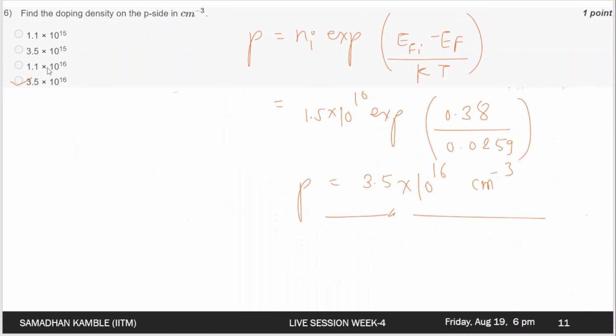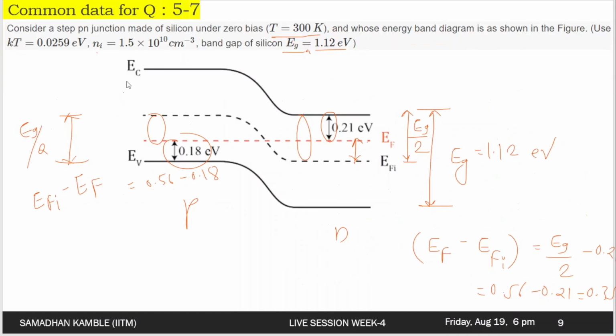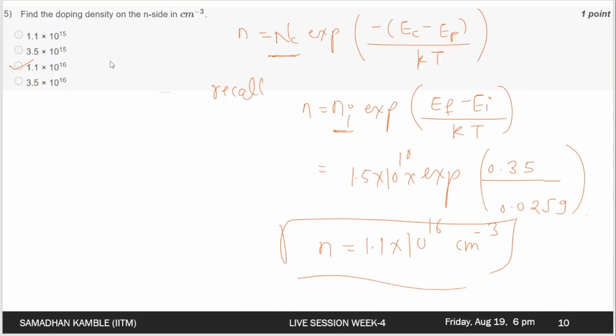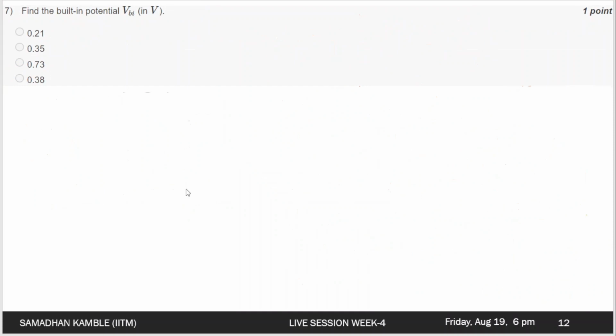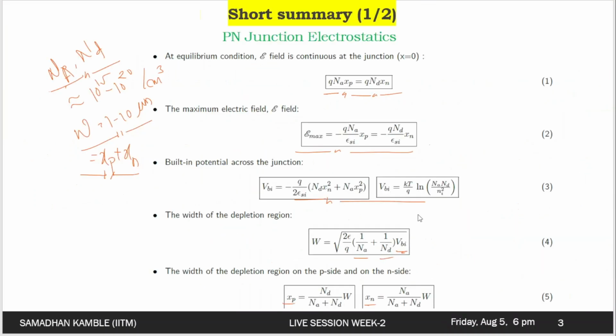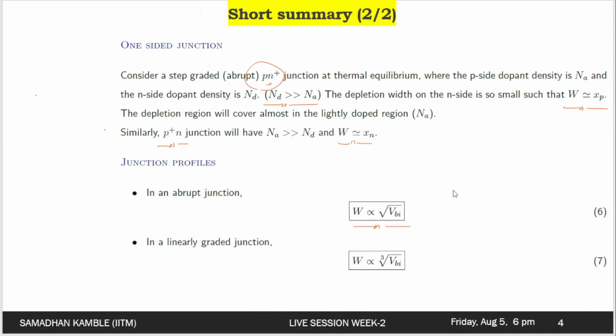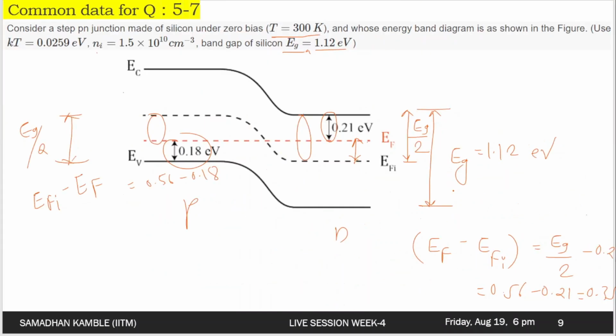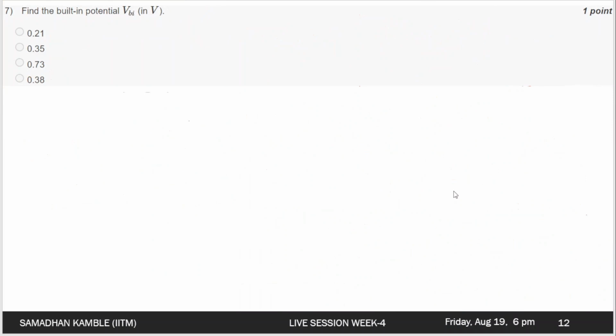Okay, so let us move to the next question, the last question for this particular common data, the 7th question. In the 7th question, they have asked us to calculate the built-in potential, V built-in. We can just use the formula for built-in potential. If you go to the summary here, the built-in potential as a function of intrinsic charge carrier concentration and the acceptor and donor concentrations is given by this particular relation. So we can use that here and calculate the built-in potential.